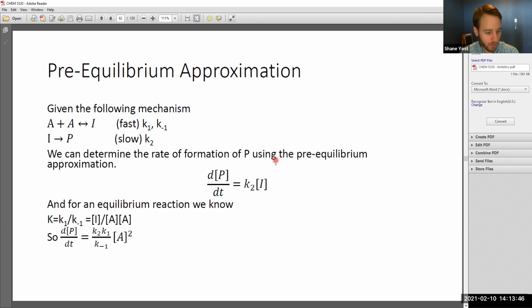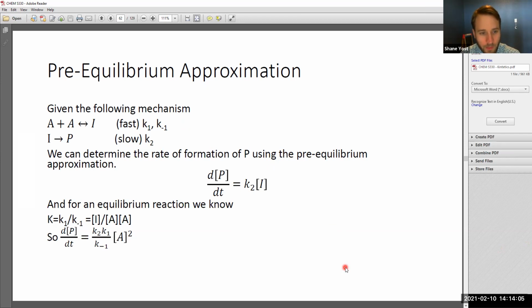Great. Any other questions? I have a question about both approximations. When do we apply the steady state and when do we apply the pre-equilibrium approximation?